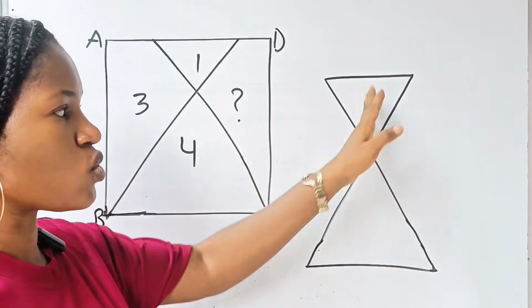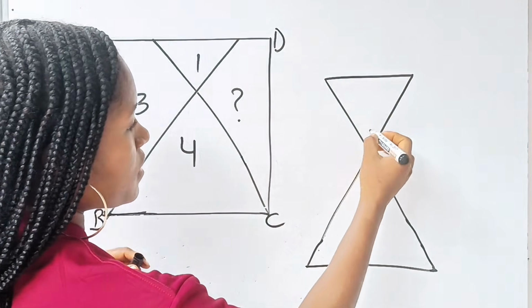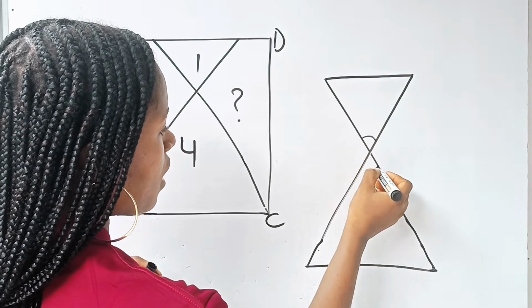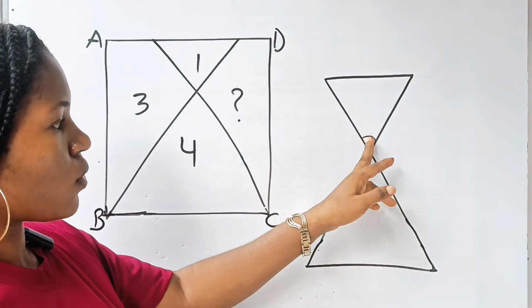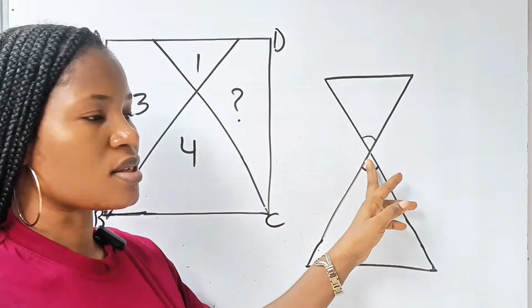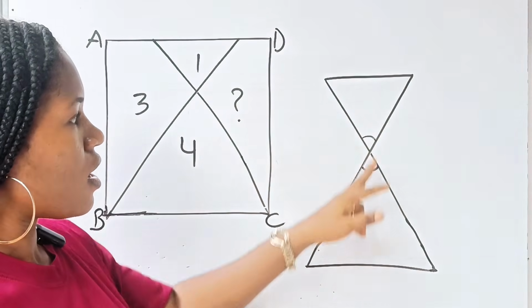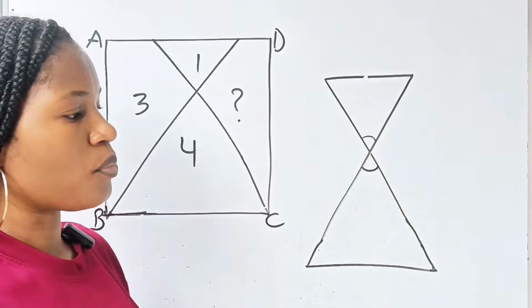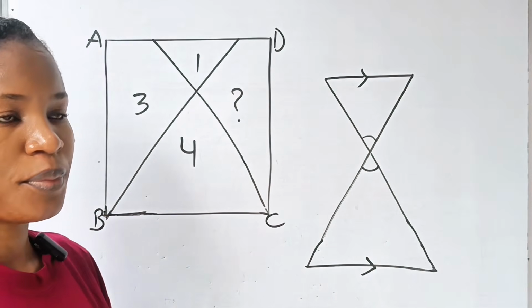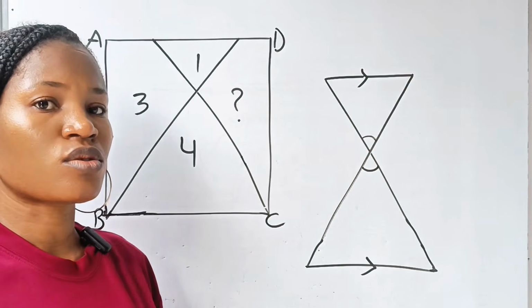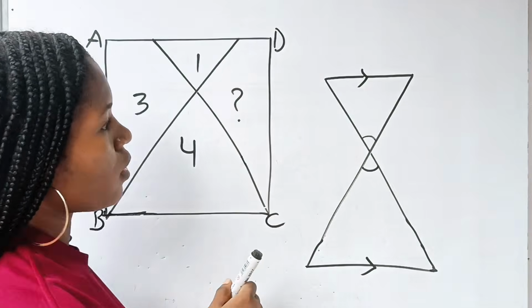So these two triangles are similar. Now I'm going to prove that to you. First of all, you will see that vertically opposite angles are equal. So this angle here is equal to this angle here, right? Also, because these two sides are two sides of a rectangle, they are parallel to each other. And if they are parallel to each other, remember that your alternate angles are equal.